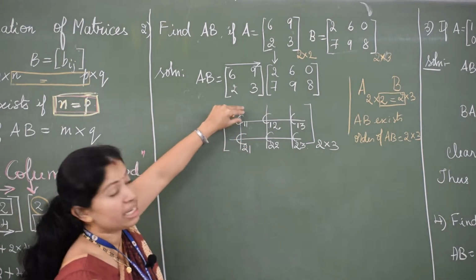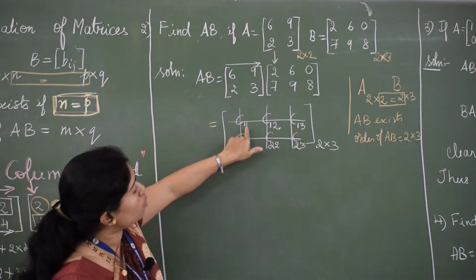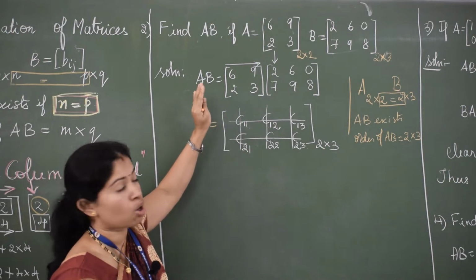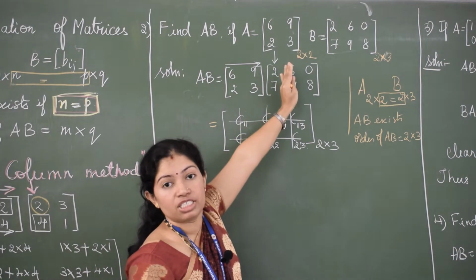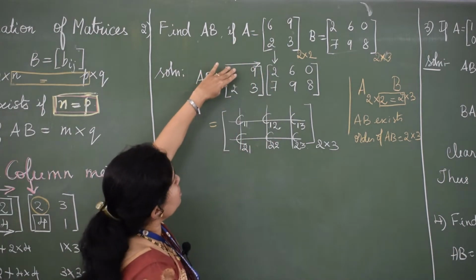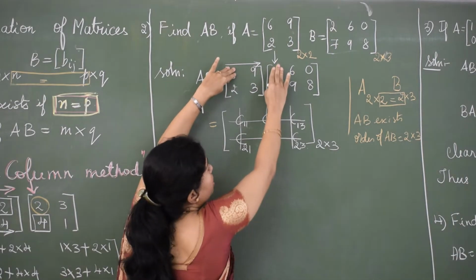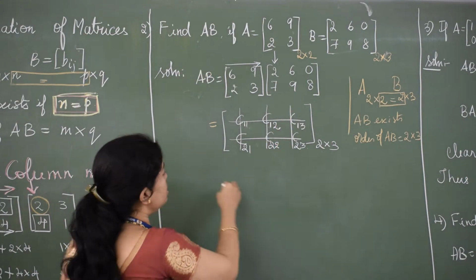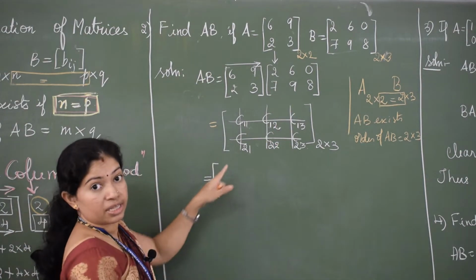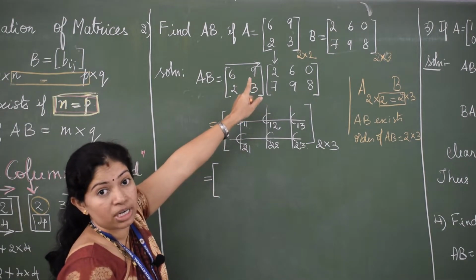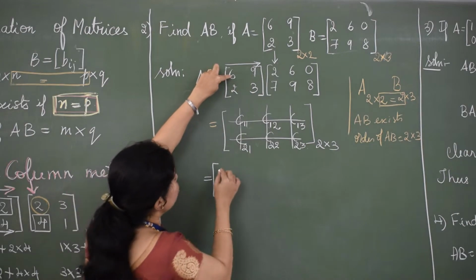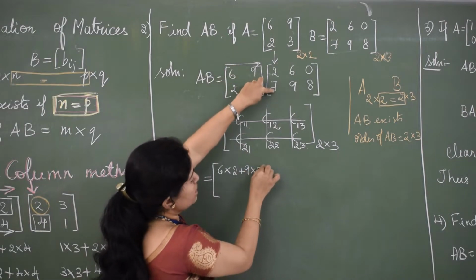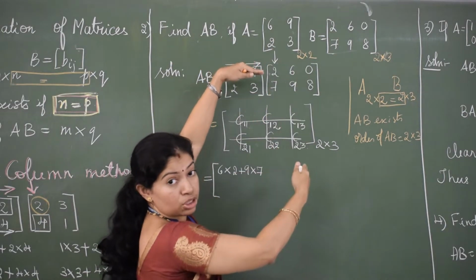Now to find this element C11, what do we have to do? 1, 1, first row, first column. You have to multiply the corresponding elements of the first row with the first column: the first element of the first row with the first element of the first column, the second element with the second element. Here horizontal, here vertical you should go. So let us multiply that carefully. It is 6 into 2 plus 9 into 7. Horizontal, then vertical.